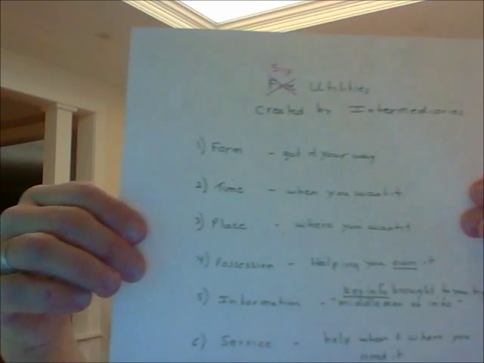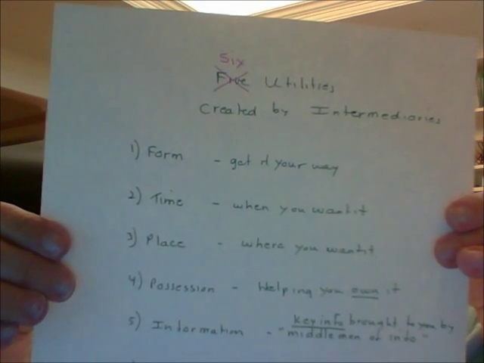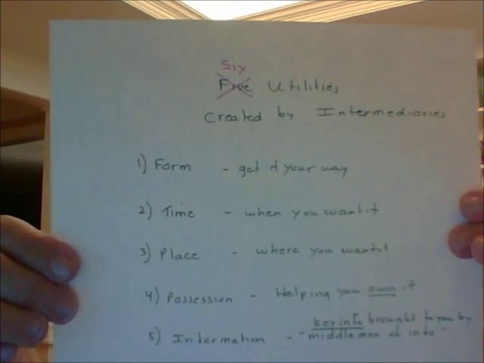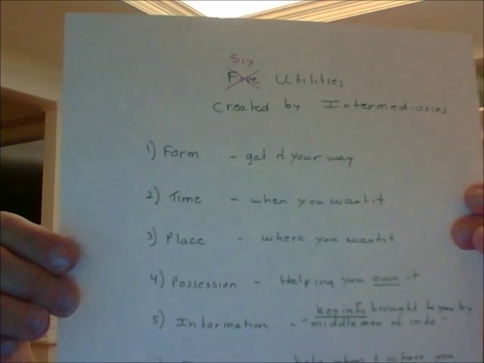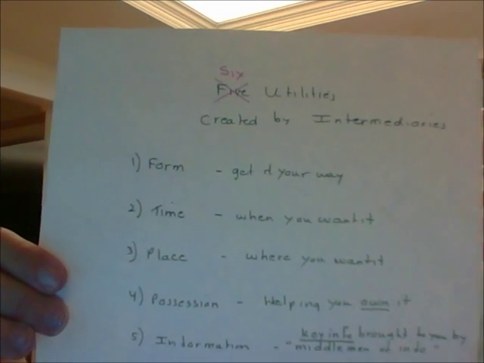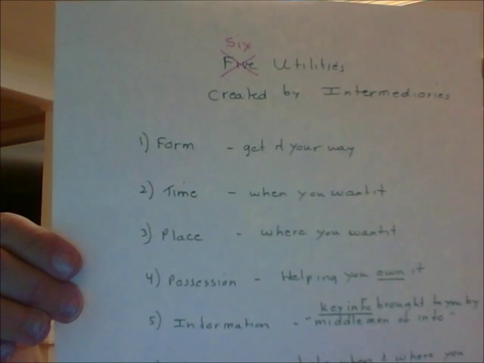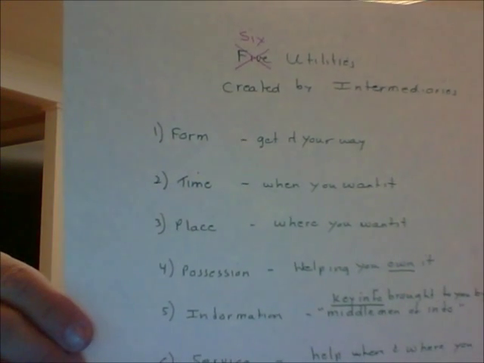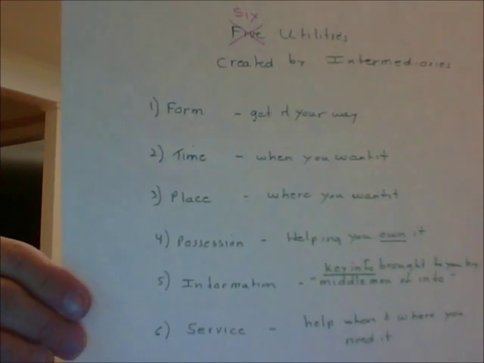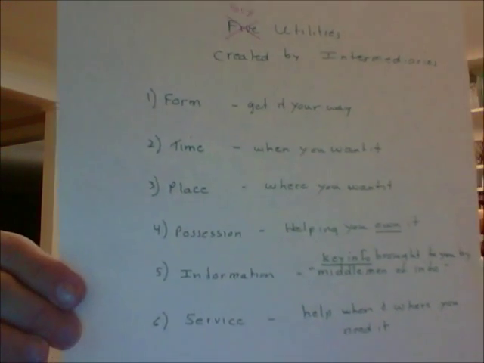Our next slide is about these 6 utilities created by intermediaries. At first I thought there were 5, but indeed there are 6. The first one is form, and that's so that you can get it your way. Time, which is get it when you want it. Place, get it where you want it. Possession, helping you own it.